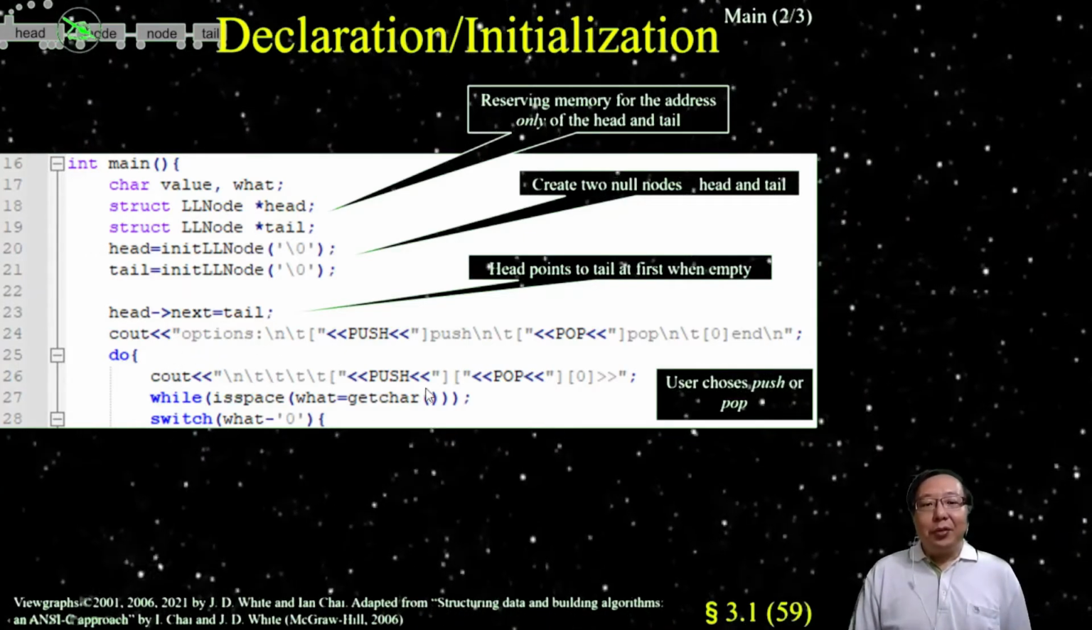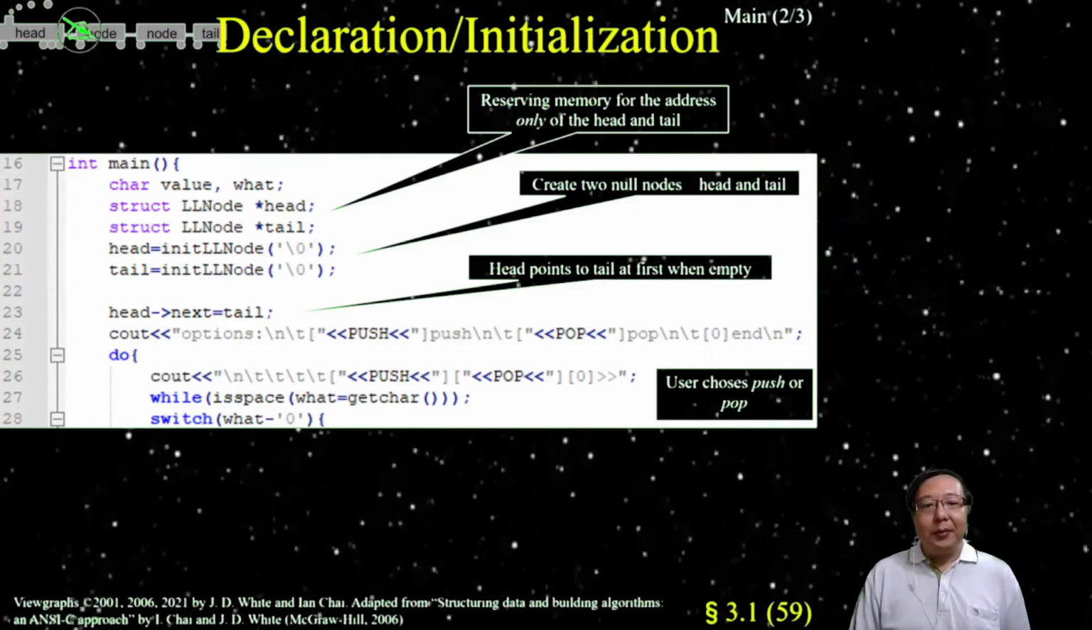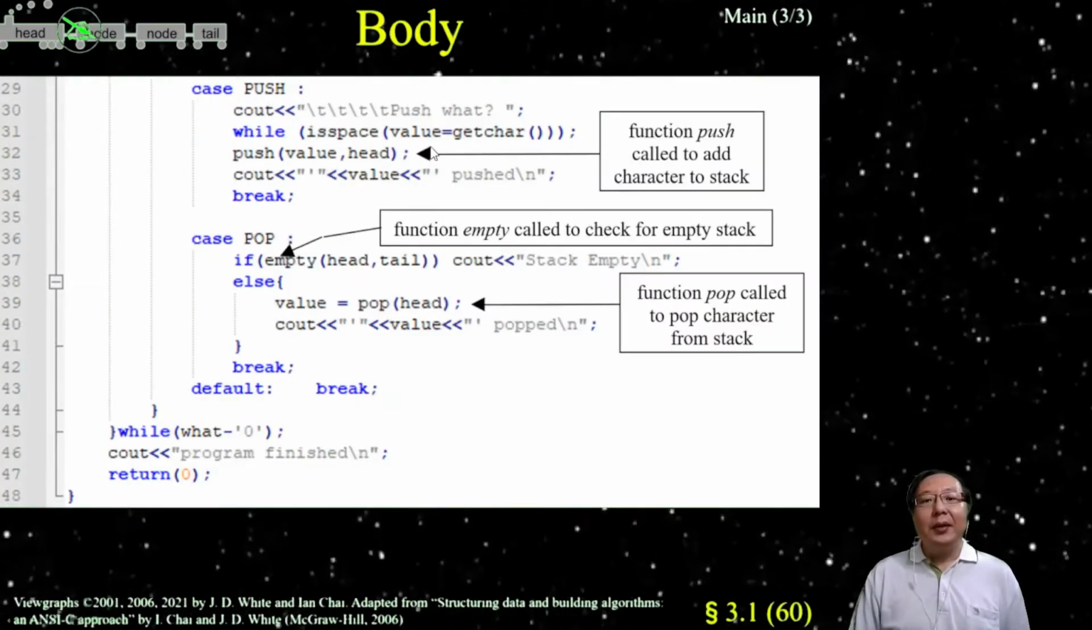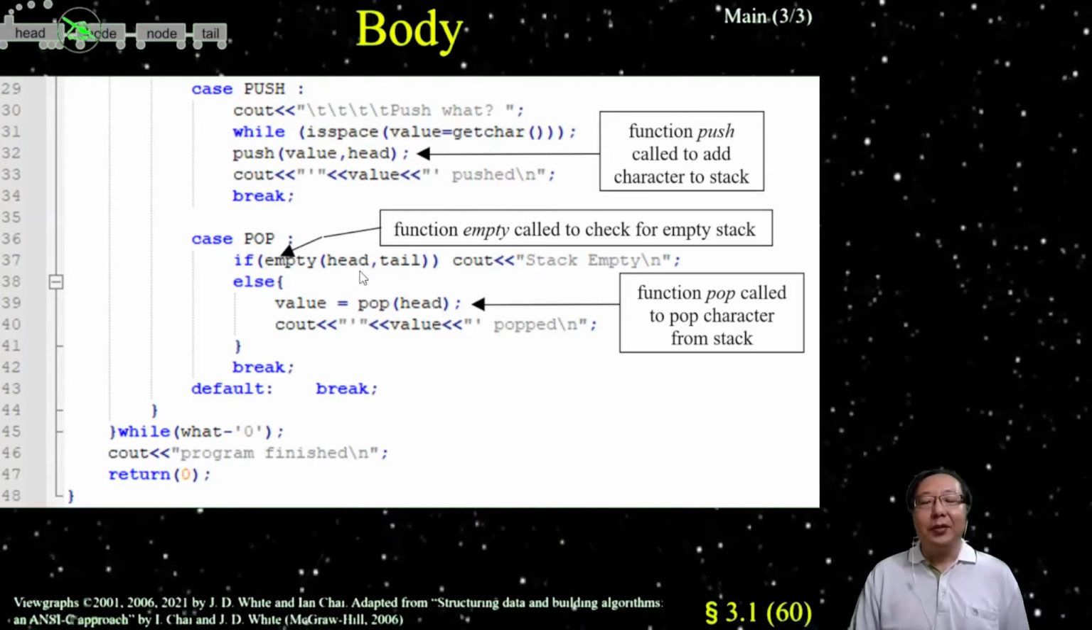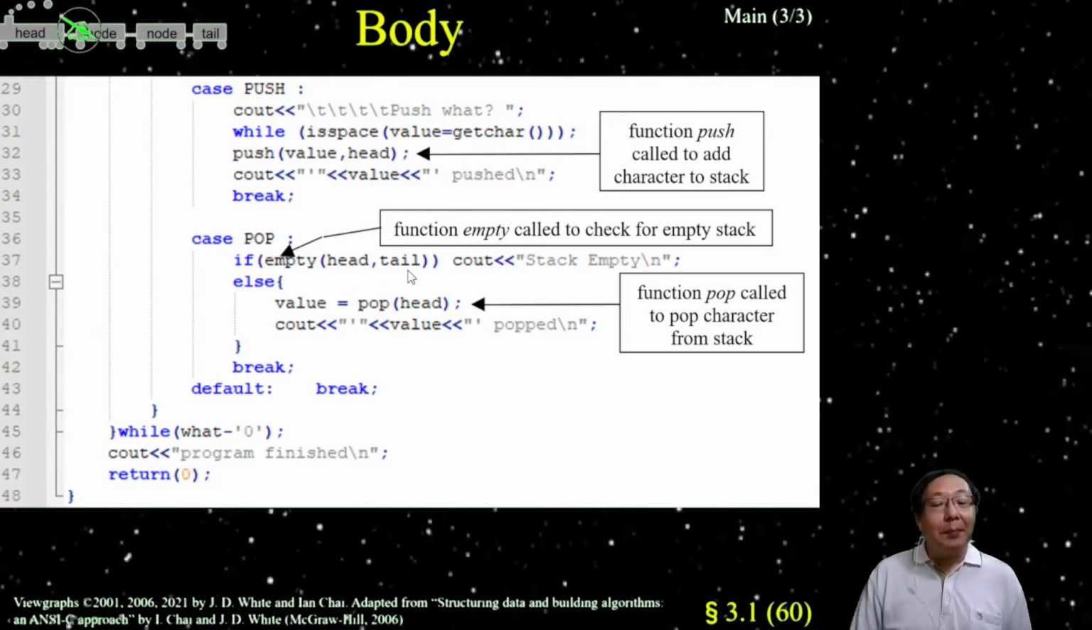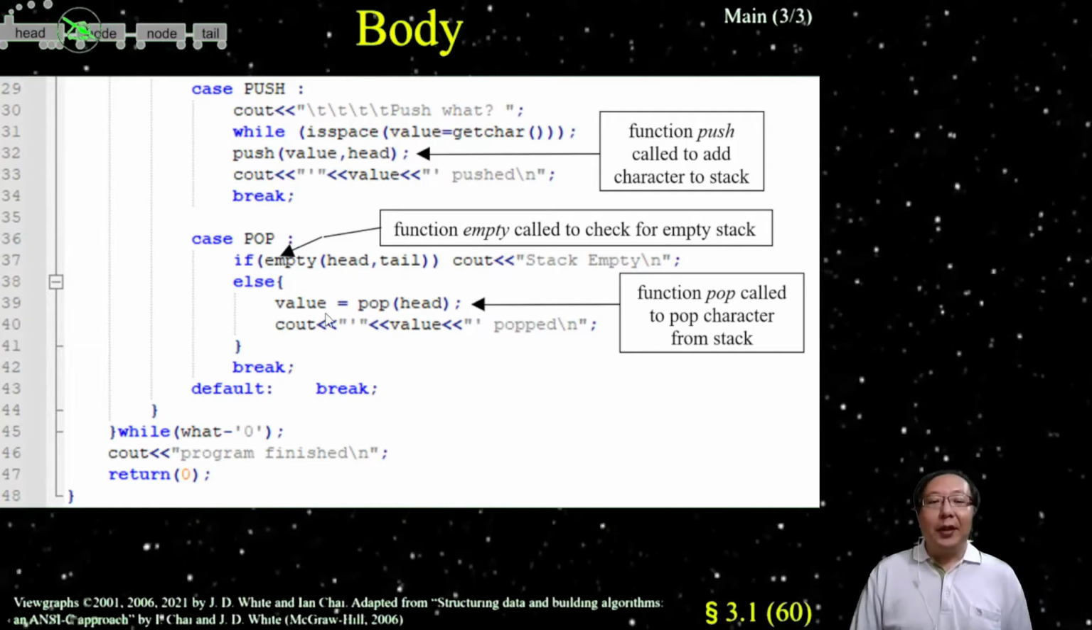And the user gets to choose whether they want to push or pop. Here it calls the function push if you ask for push, and it checks to see if the stack is empty, because if it's empty, you can't pop. If it's not empty, then it pops.